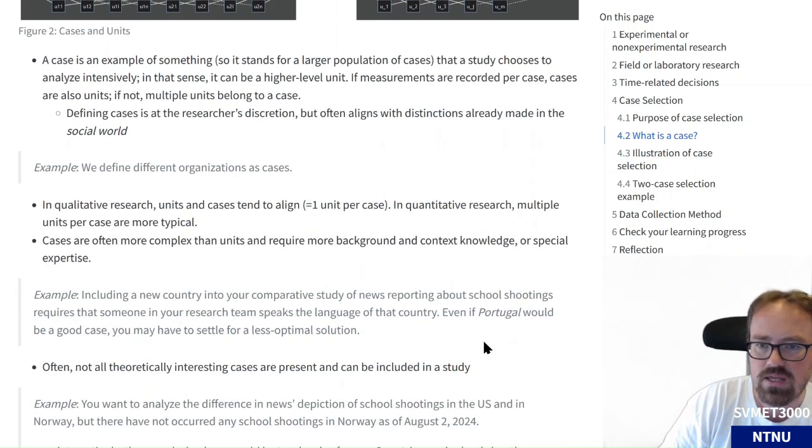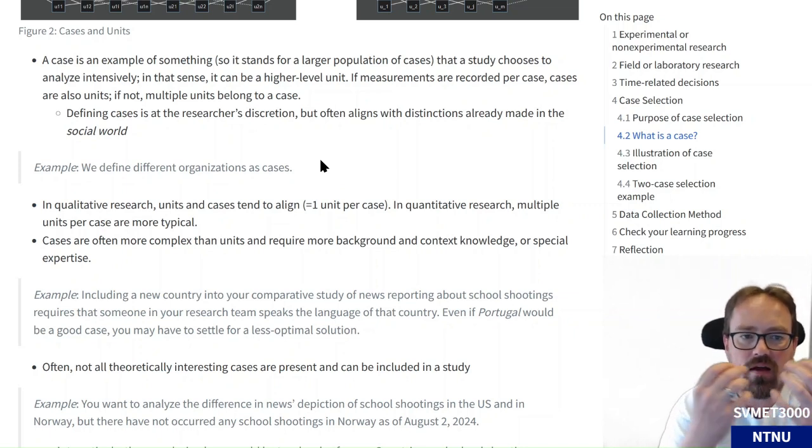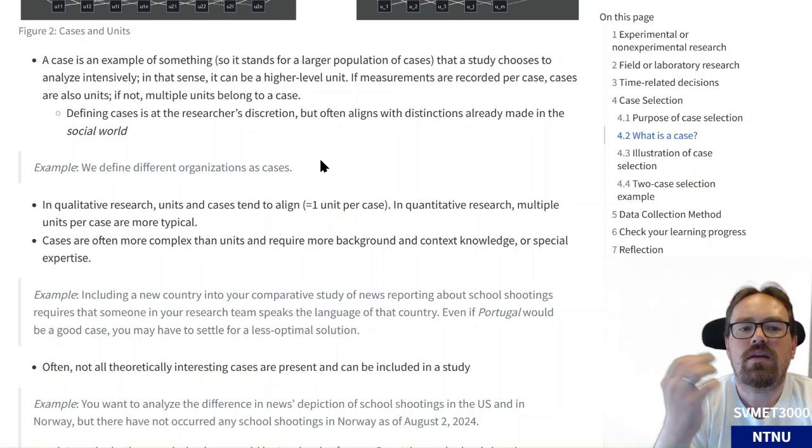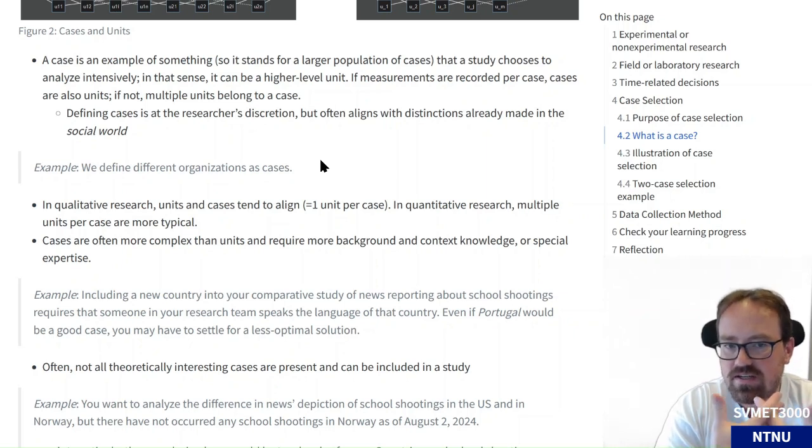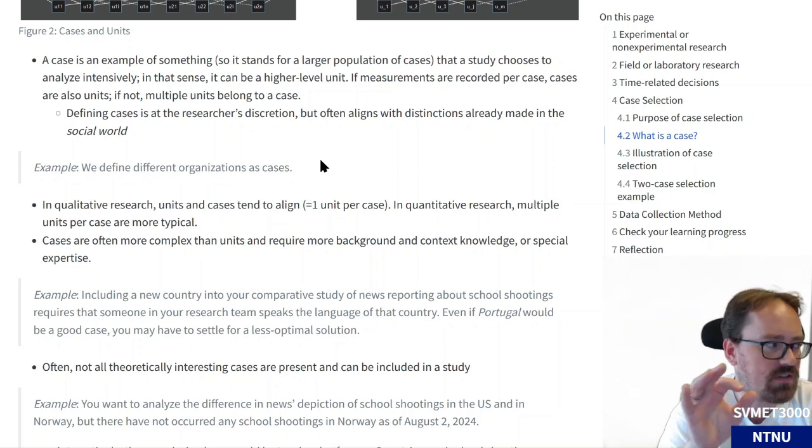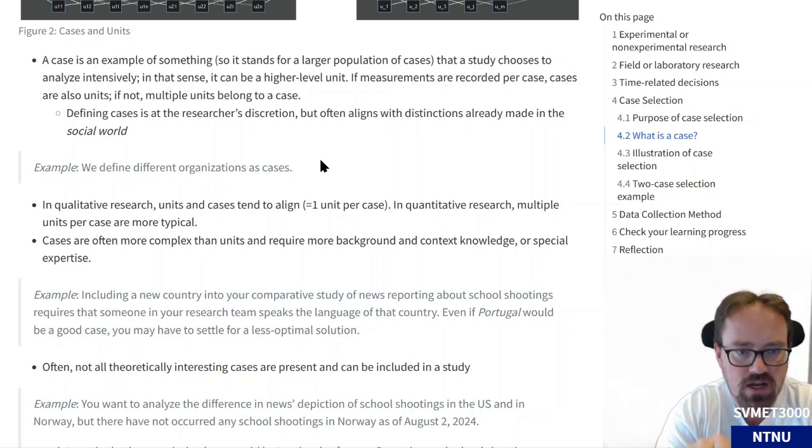What does it mean that a case is an analytical structure? The case is, as I already said, an example of something standing for a larger population of cases that a study chooses to analyze more intensively. So that, of course, differs between different kinds of case studies.